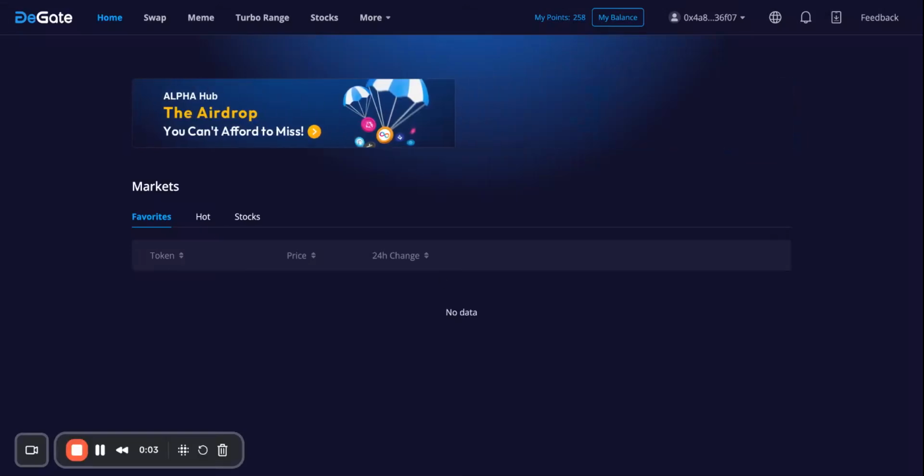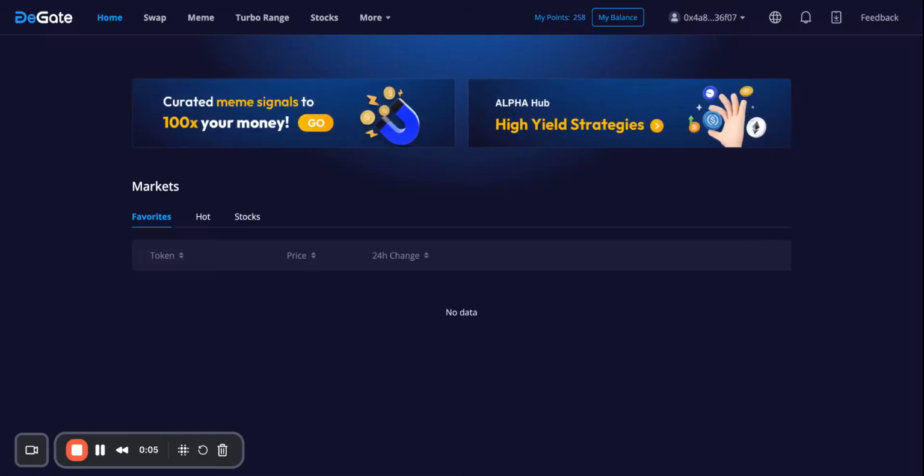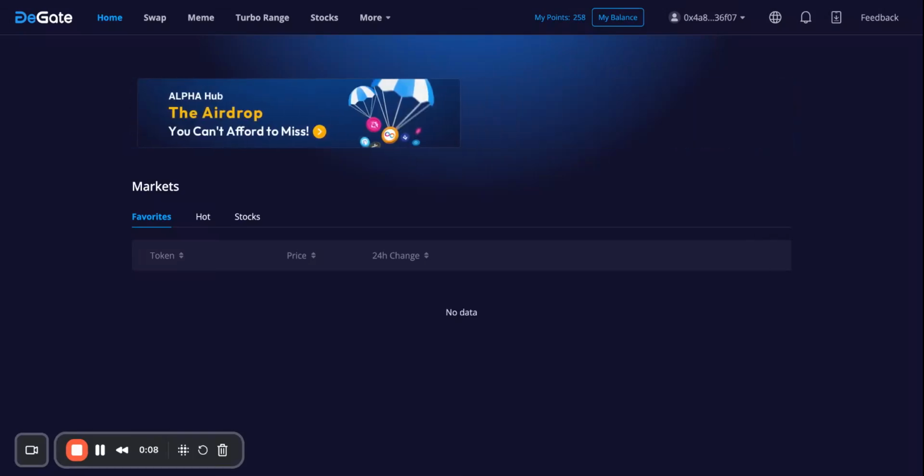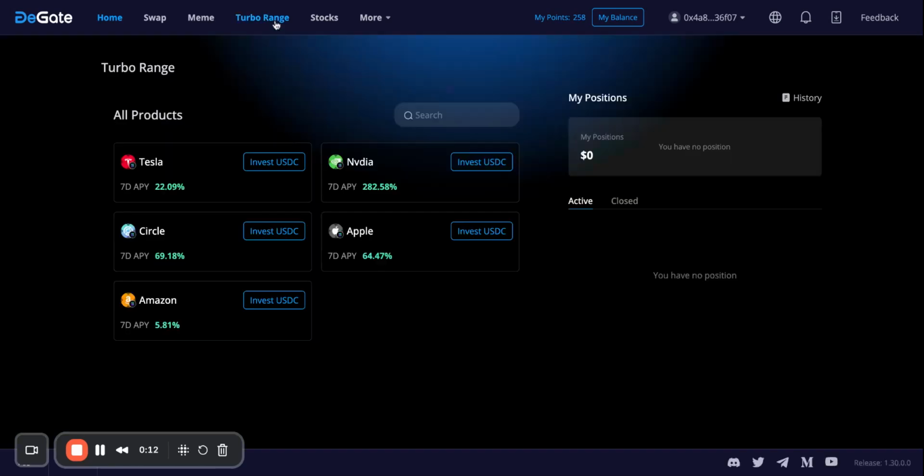Today we're going to share with you how to use the latest function in dgate, the turbo range function. What is turbo range? Essentially, turbo range is a way for us to invest in the volatility or the price movement of a particular crypto token.